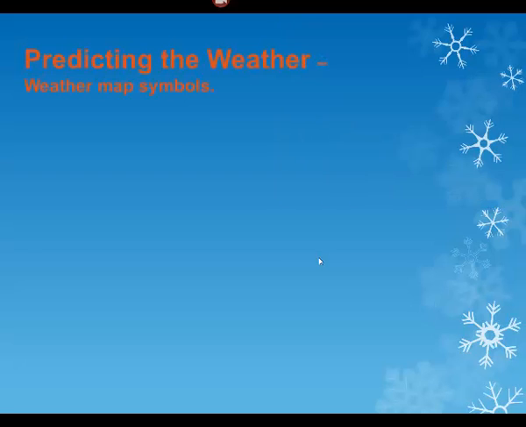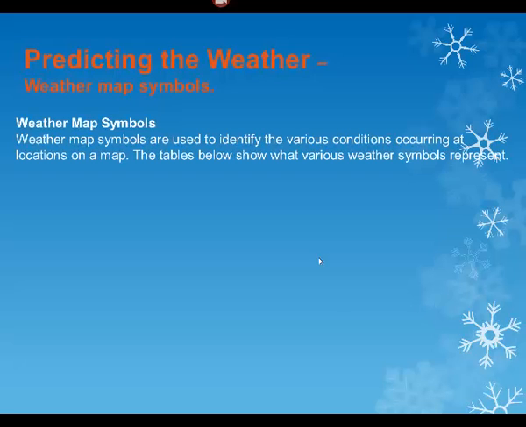Predicting the weather. We're going to specifically look at weather map symbols now. So weather map symbols are used to identify the various conditions occurring at locations on a map. This table shows us a number of those different symbols, and we'll talk about what they represent.